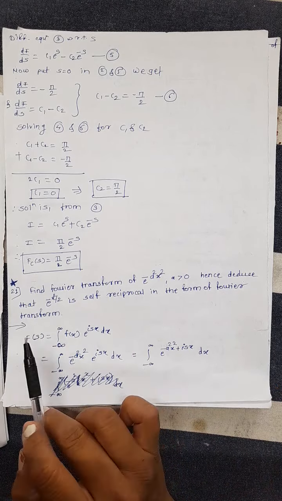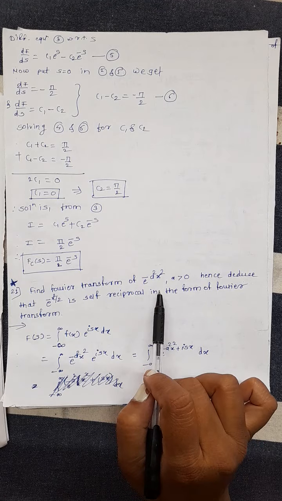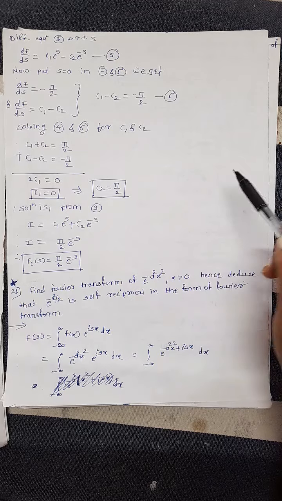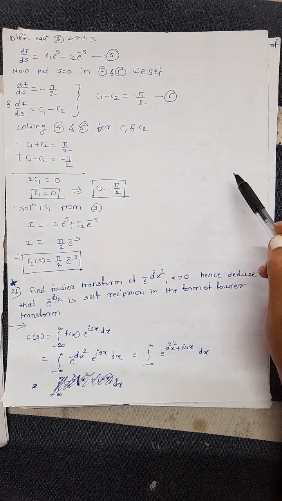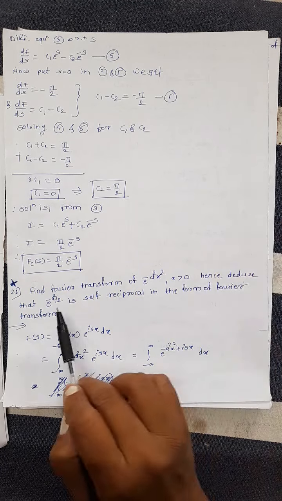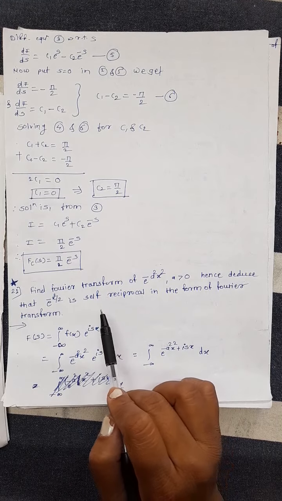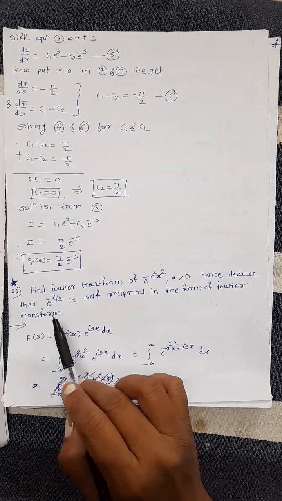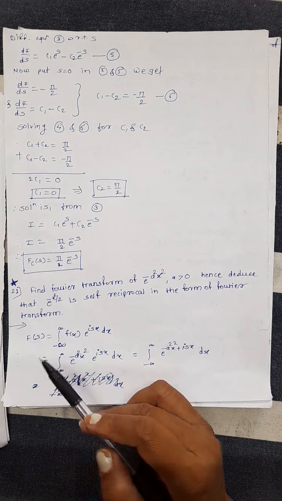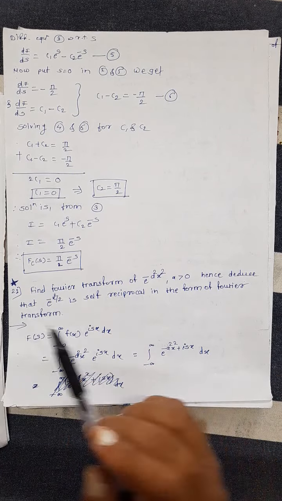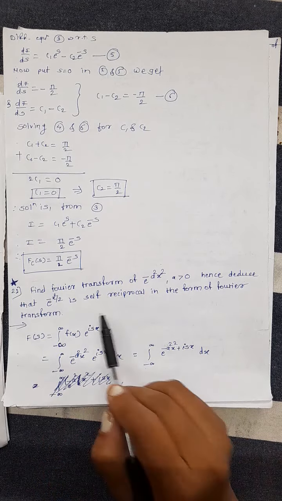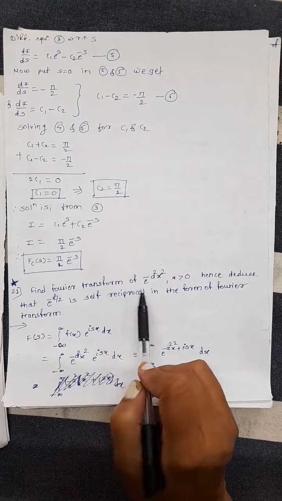That means after finding Fourier transform of this, we have to find out Fourier transform of this, and whatever the answer we are getting, we have to show that that answer is self-reciprocal, means the function after getting Fourier transform of this function is similar or same as that of this function. Okay, now let us see the first question of this thing.